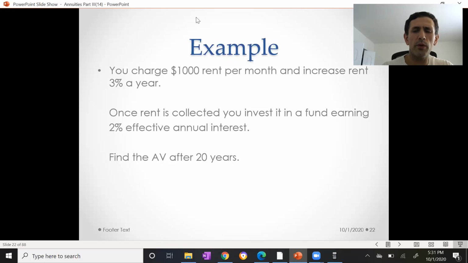The key to doing this problem is to find the accumulated value for each year. Within a separate timeline, I'm going to draw a timeline for an arbitrary year, not literally 20 timelines, and then I'm going to draw the timeline for all the years. Let me actually get to this if that was a little unclear.